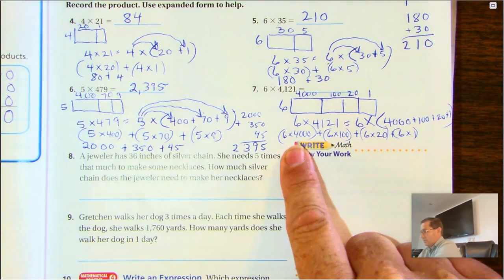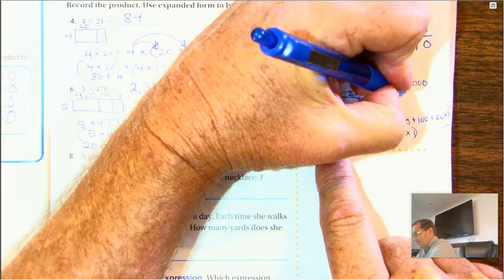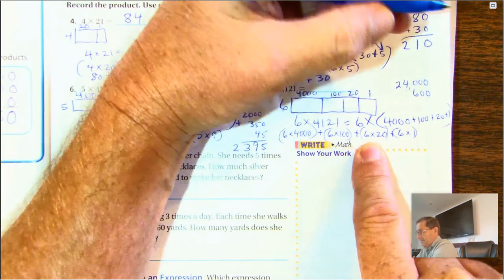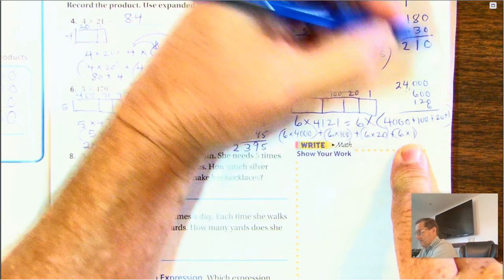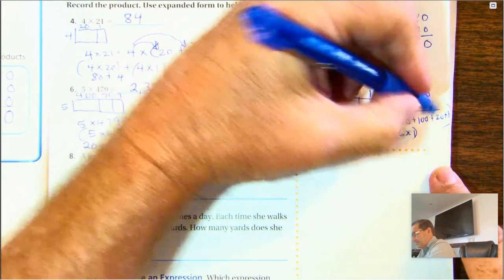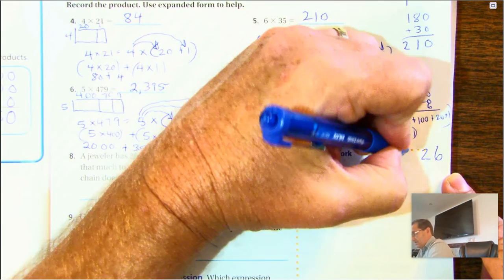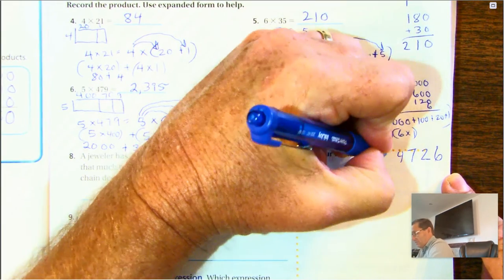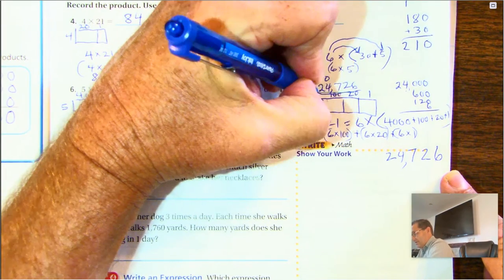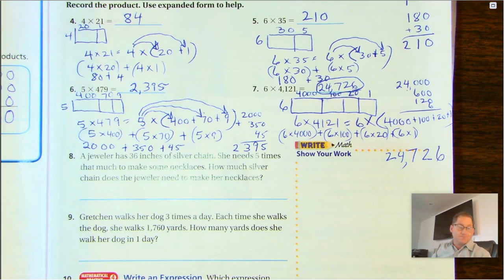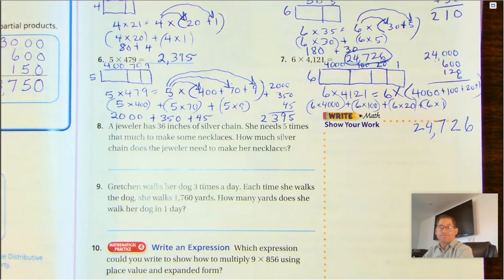Okay, 6 times 4 is 24. So 24,000. 6 times 100 is 600. 6 times 20 is 120 and 6. So we're going to have 24,726. Number 8.